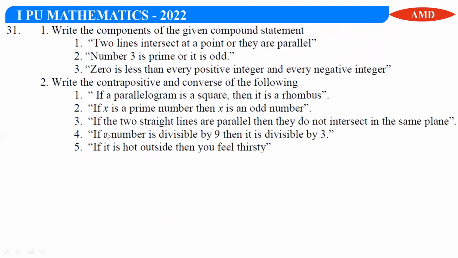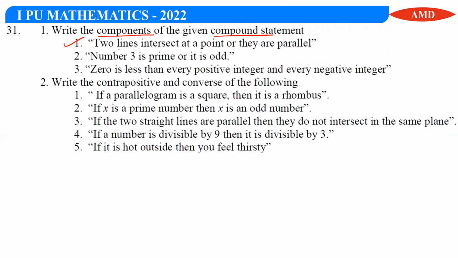Let's move on to the next question, the 31st question. This will be from mathematical reasoning. Here there could be two possibilities. One is to identify the component statements from the compound statement. What are the component statements? They are actually the smaller statements.